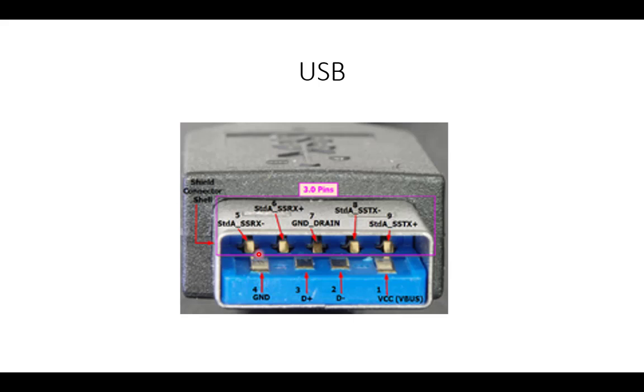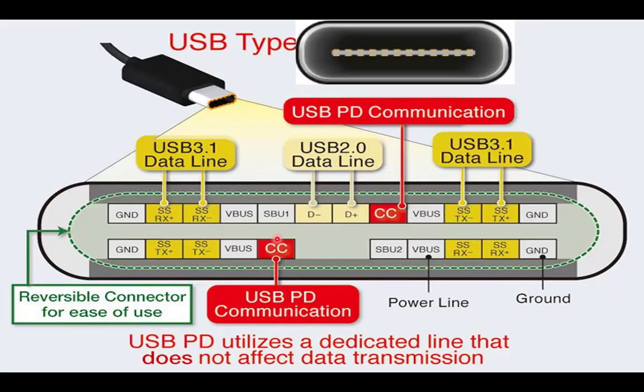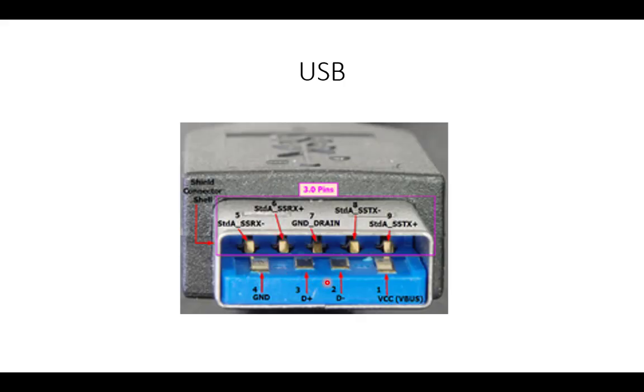USB 3 is backward compatible, that means you can use USB 2 also. The USB 2 connections are there as they are, plus there are 5 more connections to transmit and receive. So the data speed will be very high, because in USB 2 there are only 2 connections, D plus and D minus, but USB 3 has 5 more connections. So with 2 transmit and 2 receive, the data speed will be very high. This is called USB 3.